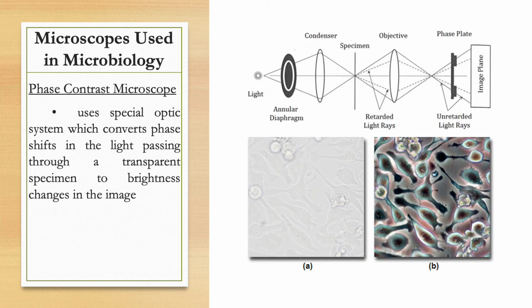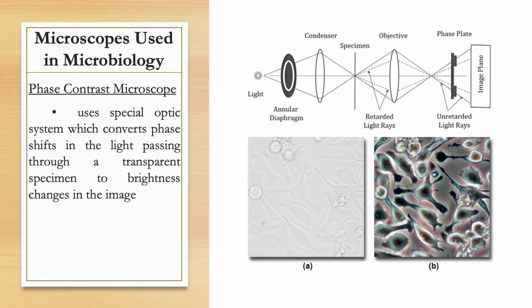Next, we have the phase contrast microscope. This microscope uses a special optic system which converts phase shifts in the light passing through a transparent specimen to brightness changes in the image. So when we say phase shifts, light passing through the specimen is sometimes blocked by thicker parts of the specimen, and this causes the light to shift.